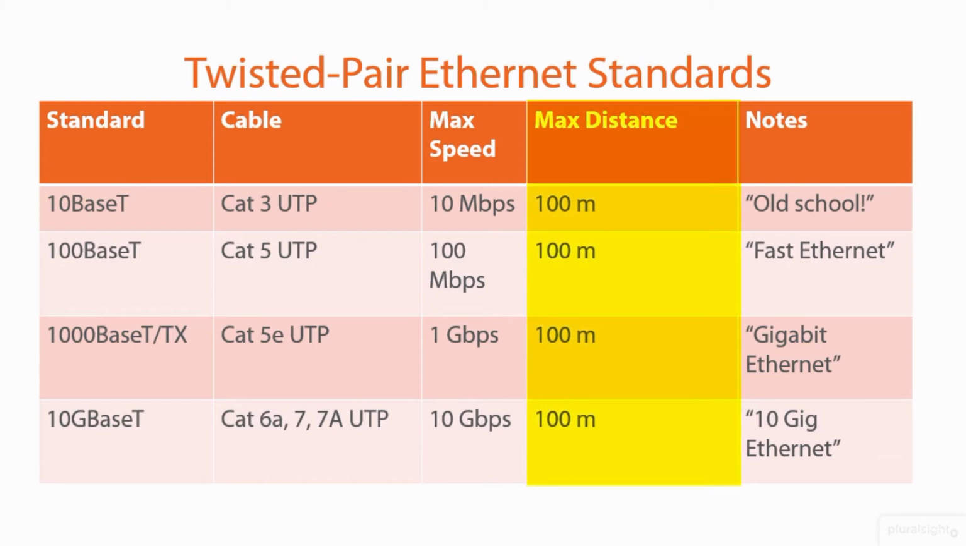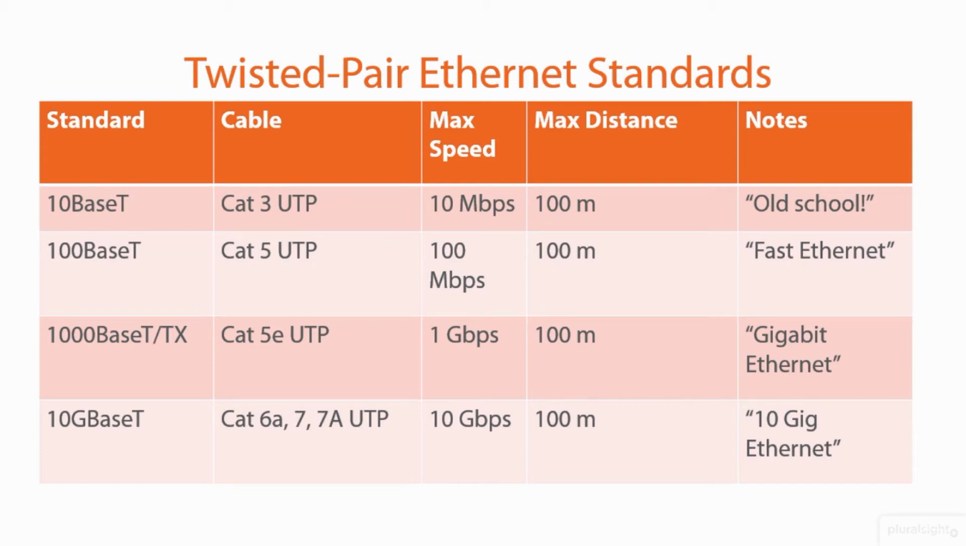Now notice the maximum distance. That standard is 100 meters. That's going to mean that from, say, your network interface card in your server or desktop computer all the way through the wall into your wiring closet, you need to keep that distance under 328 feet or 100 meters, or you risk serious signal attenuation. And I've actually seen that.